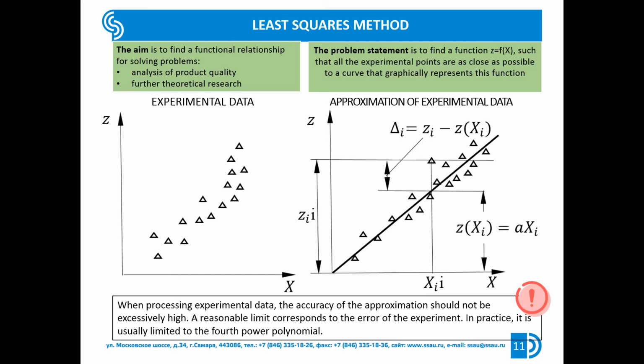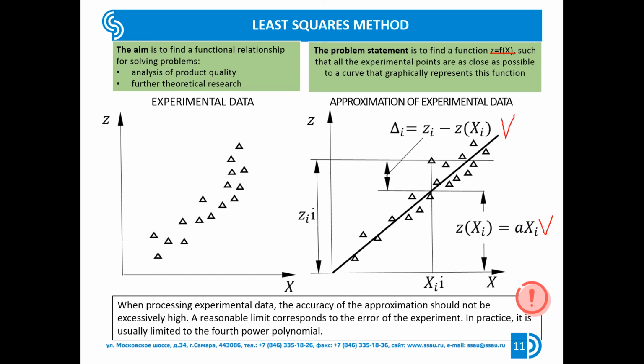If we plot the experimental points on a certain scale, the problem can be formulated as follows. Find a function such that all the experimental points are as close as possible to the curve that graphically represents the function. The problem is greatly simplified if the type of dependence to be found is known beforehand. For example, let this relationship be, for theoretical reasons, directly proportional. The solution then comes down to finding the value of the coefficient a in the expression so that all quantities of this type are minimal.